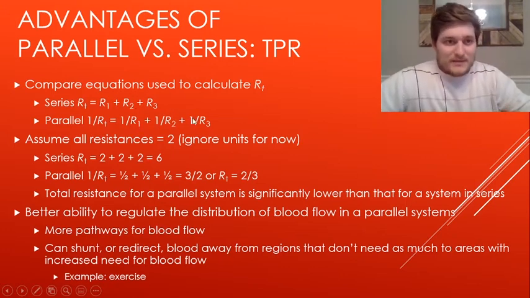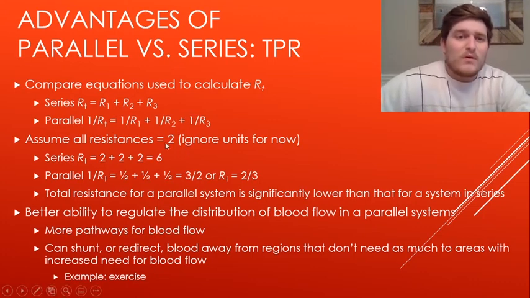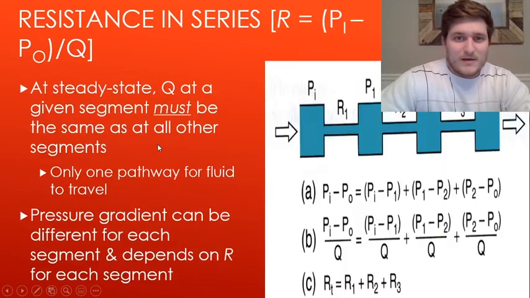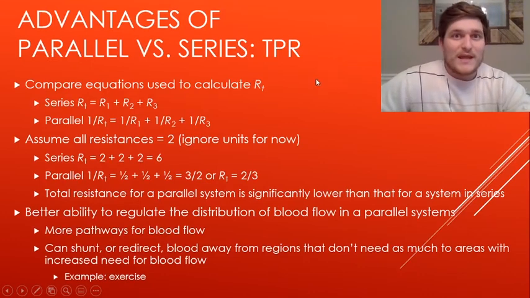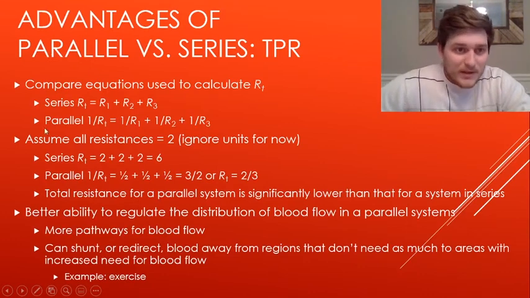And so let's see how this plays out when we put all the resistances equal to 2. So just ignore the units. Let's just say that looking at parallel and series, all of these are just equal to 2, so they are the exact same. The total resistance for a series system using that would then be equal to 6.